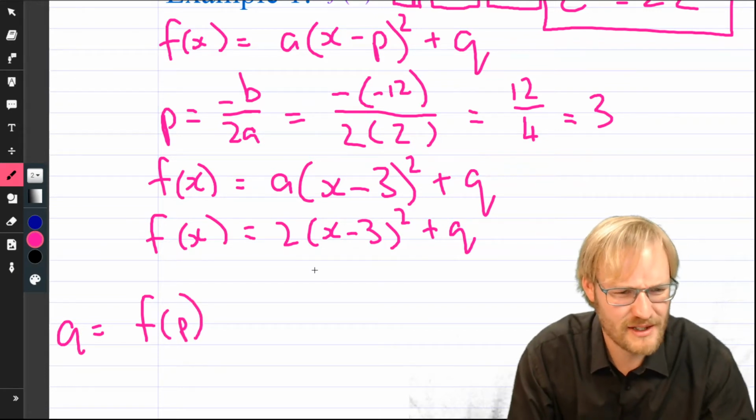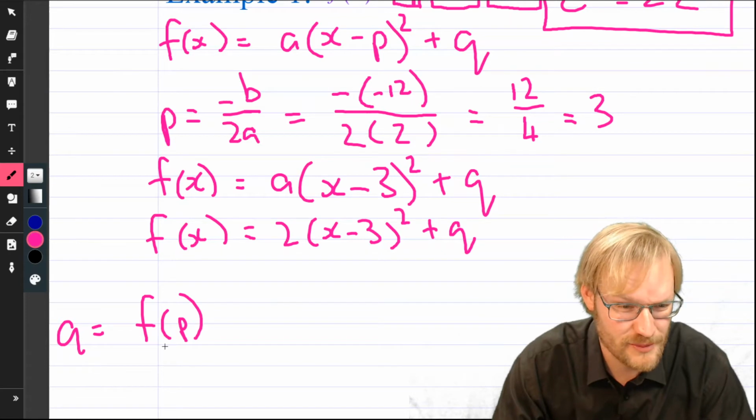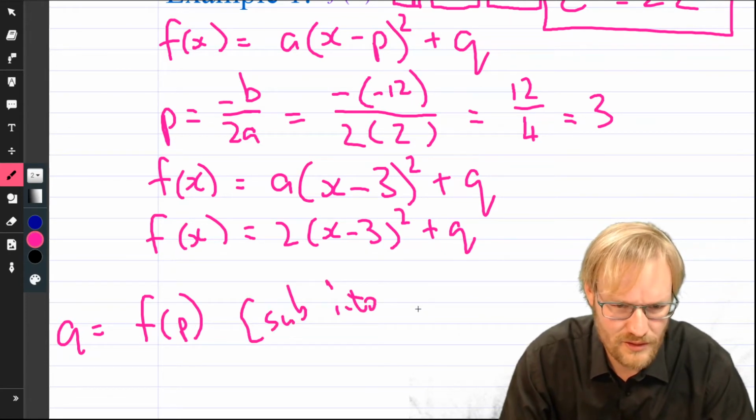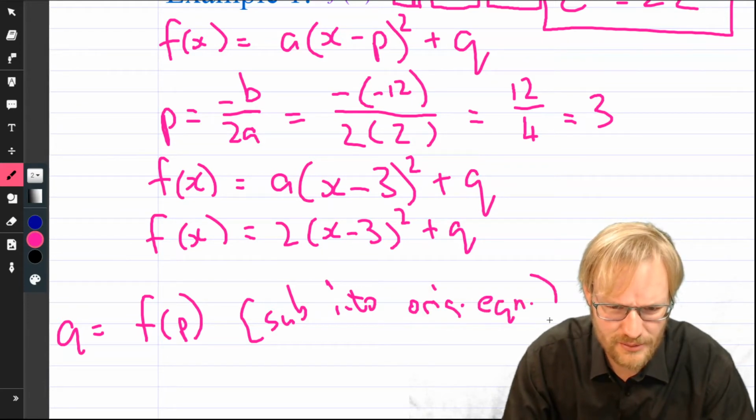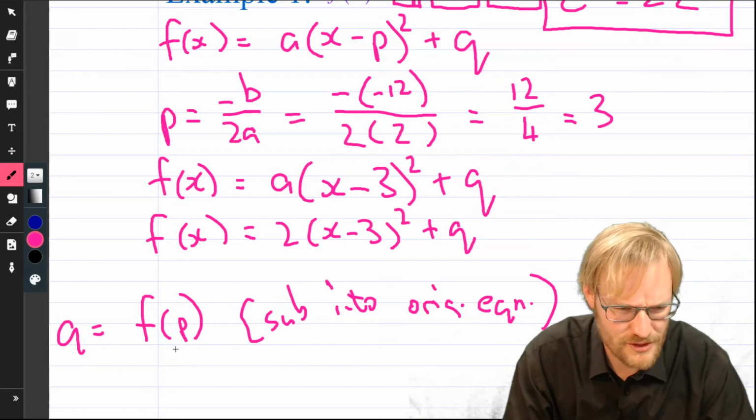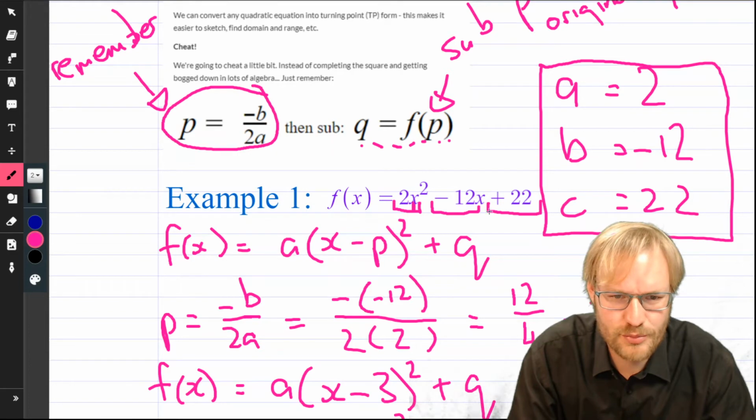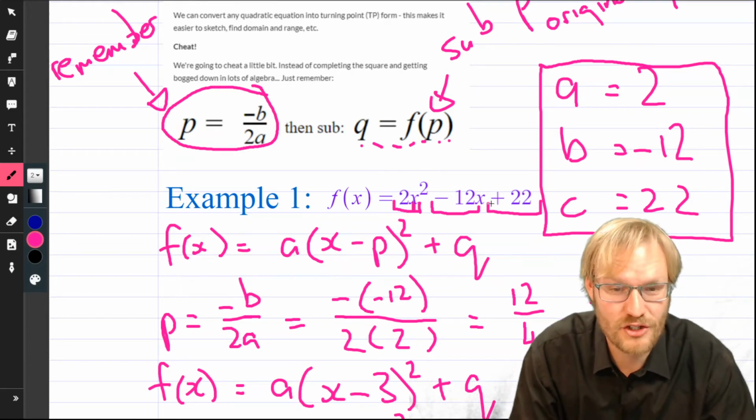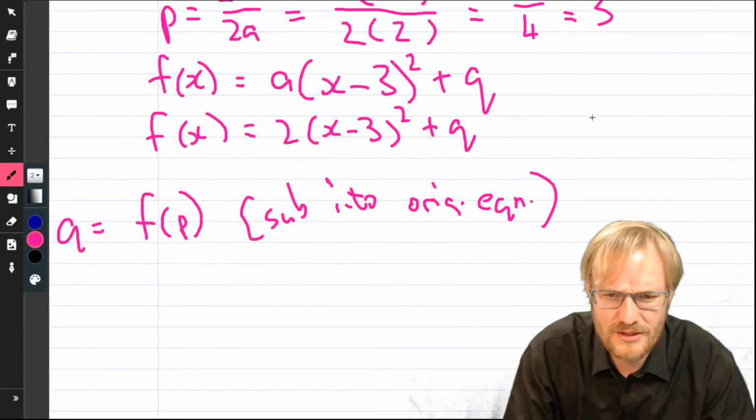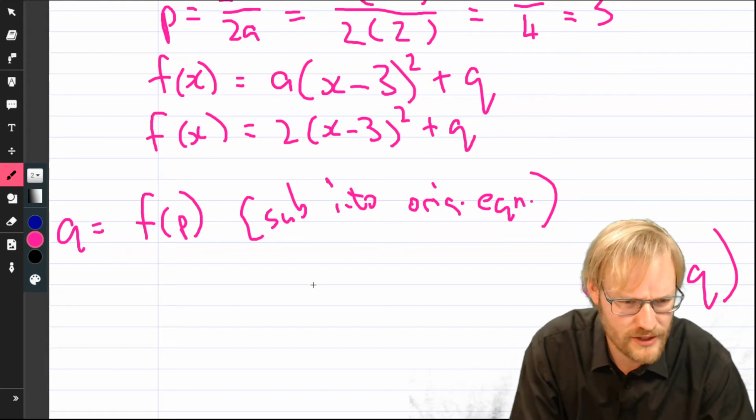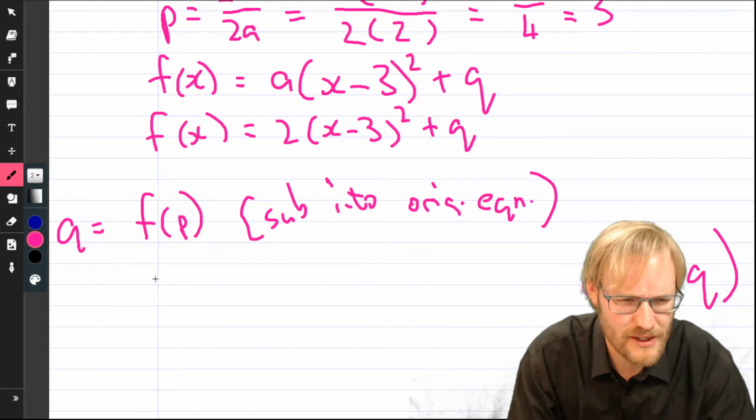But that feels like it could be too many letters. What does this mean? This, remember I was saying, was sub into the original equation. So you don't need to write this bit down, but that's what we're trying to do, sub into the equation. In other words, take our original equation and just put our p value in, and that will give us q. That makes sense because we know that PQ is on the graph. Okay, so let's just run through this and then let's maybe make sense of that.